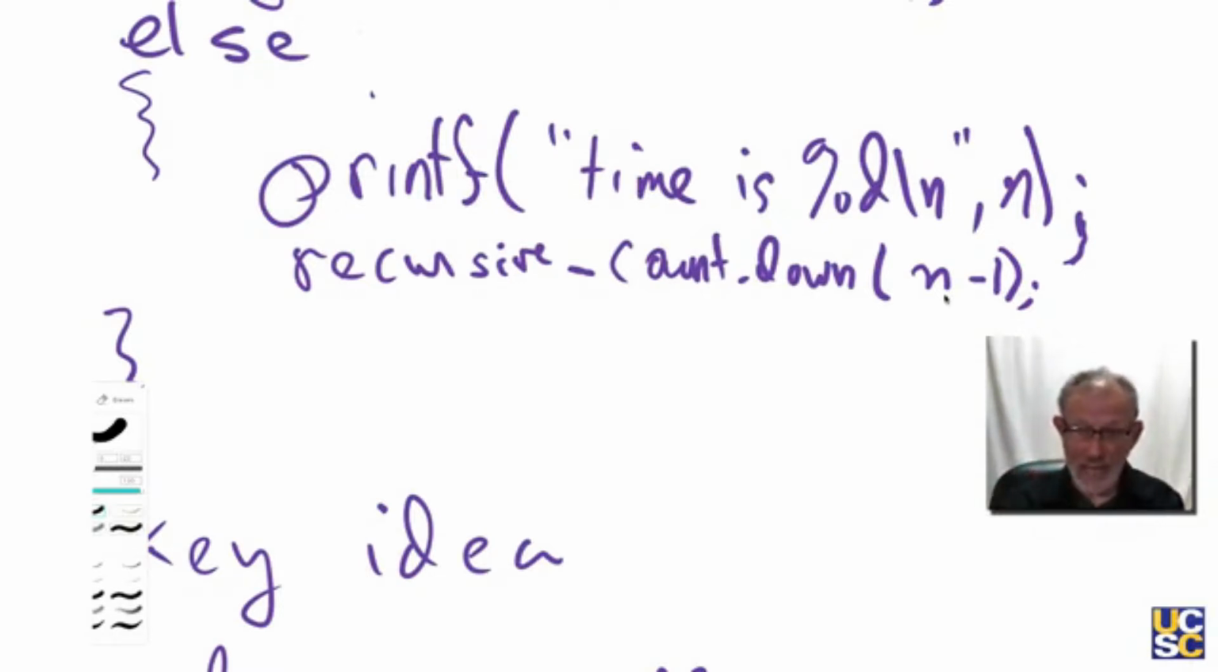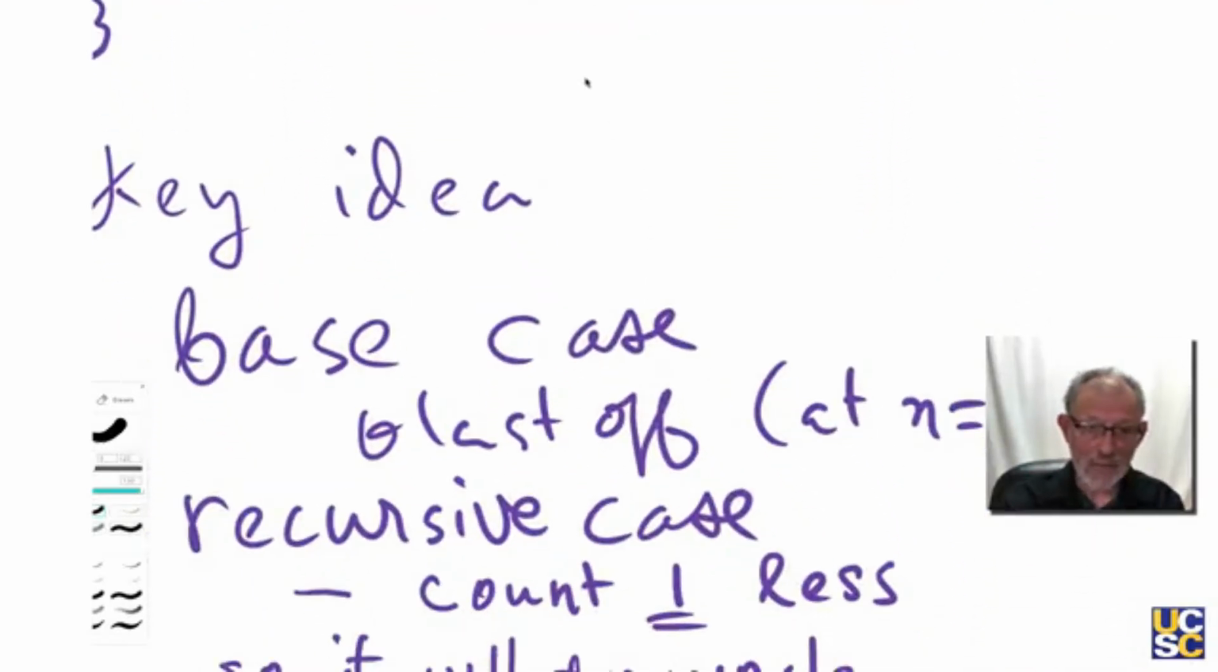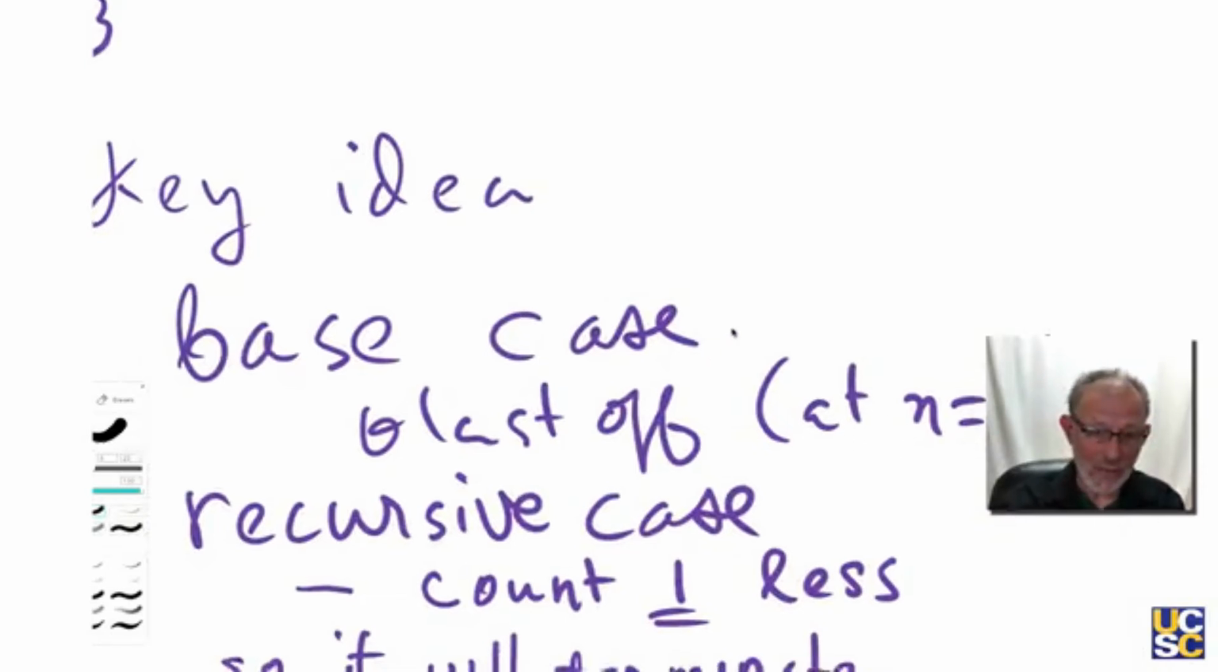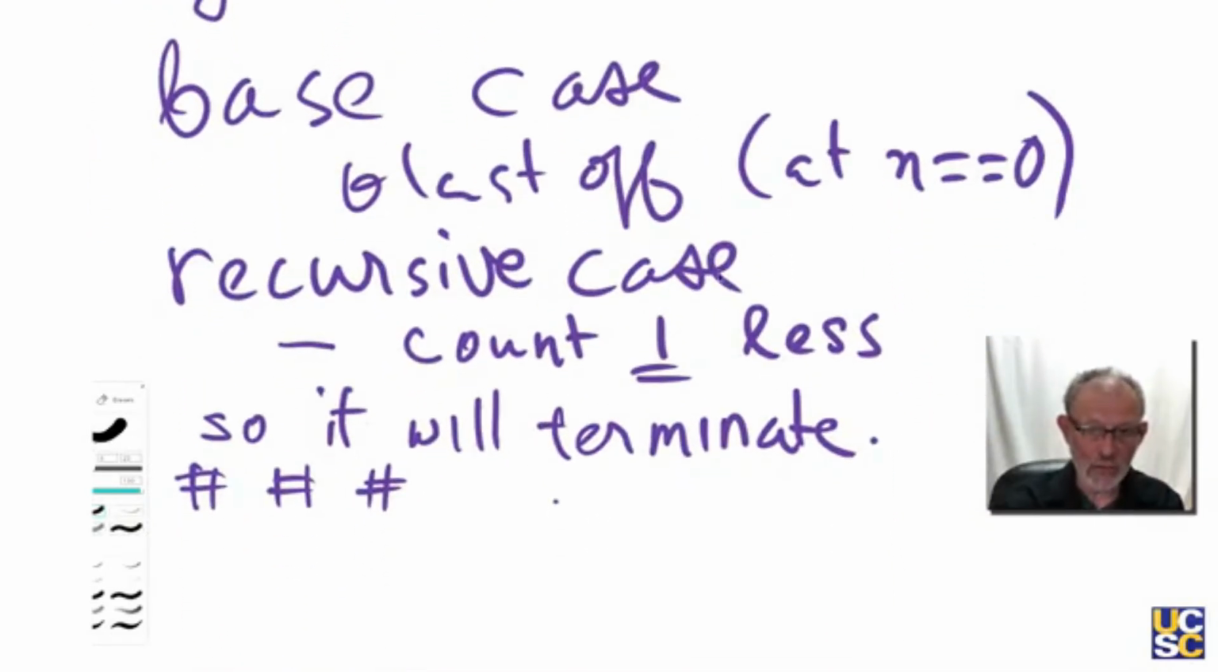So it happens repeatedly. You have, as a key idea, a base case, in this case blast off at n equals 0, and then you have a general case, or the recursive case. And in the recursive case, you're printing the time and counting 1 less, which ensures that it'll terminate, and you're done with understanding the most elementary of recursions.